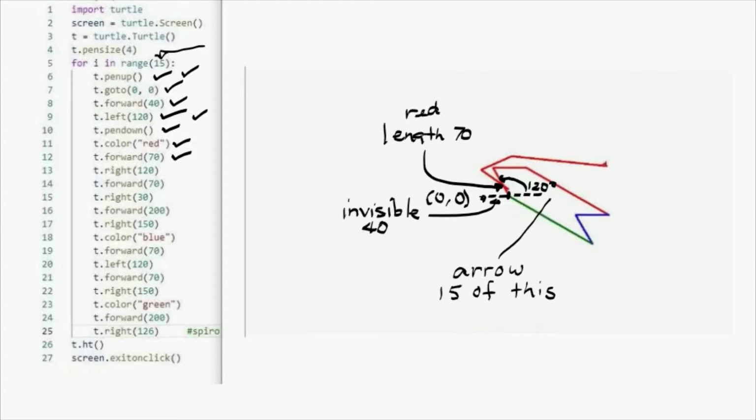Once I have drawn this line here, my turtle is directed like that. So I have to turn the turtle like this. I have to turn the turtle, line number 13, 120 degrees. And then I will draw the second line here. The second line is also 70 units, line 14. So this is length 70.